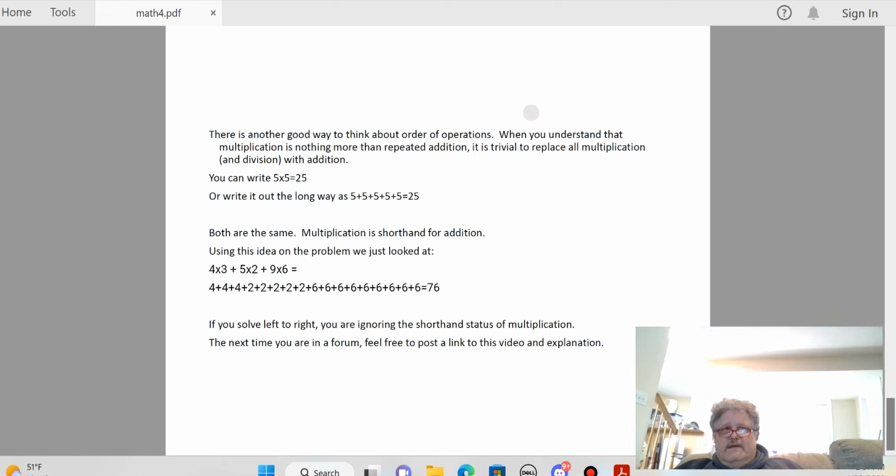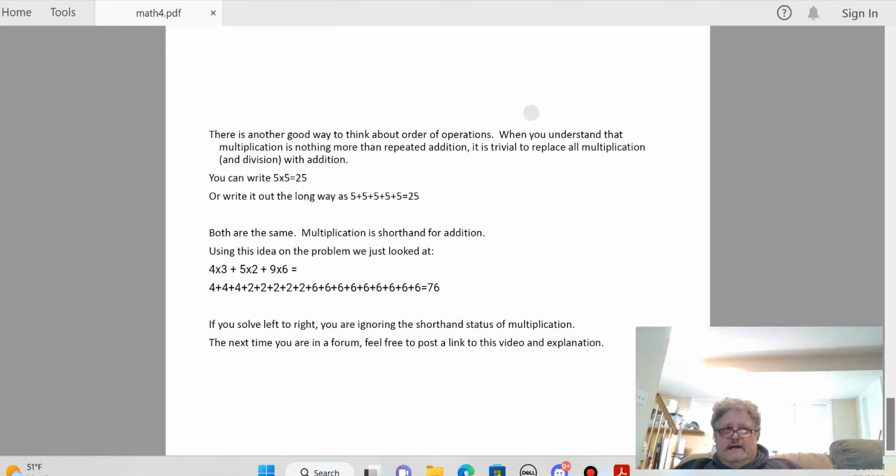So you can write 5 times 5, 5 times 5 equals 25. You could write that out the long way and go 5 plus 5 plus 5 plus 5 plus 5 equals 25. Both are the same thing. They're equivalent. Multiplication is just shorthand for addition. And we've already said before that multiplication and division are the same operation.